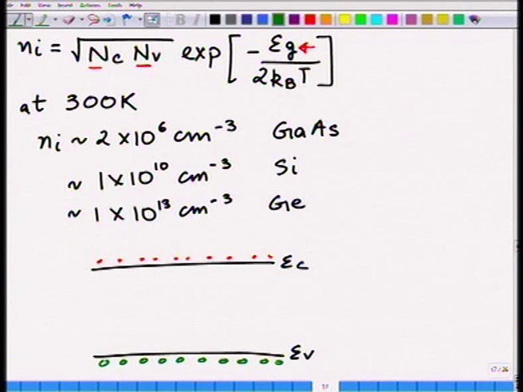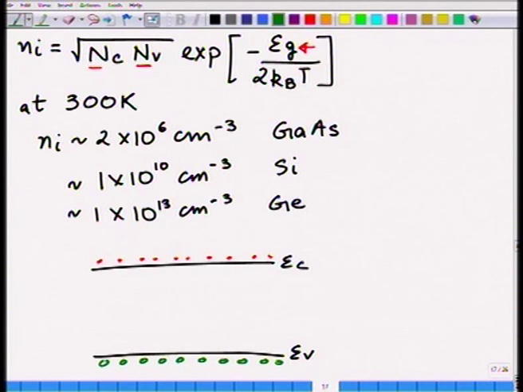Notice that as the band gap decreases, this number increases. Germanium has a band gap of 0.66, silicon about 1.1, gallium arsenide about 1.5. So the band gap is increasing and this number is decreasing, which is fairly obvious, as you can see here. There is a minus Eg in there. The higher this number, the smaller this Ni would get.